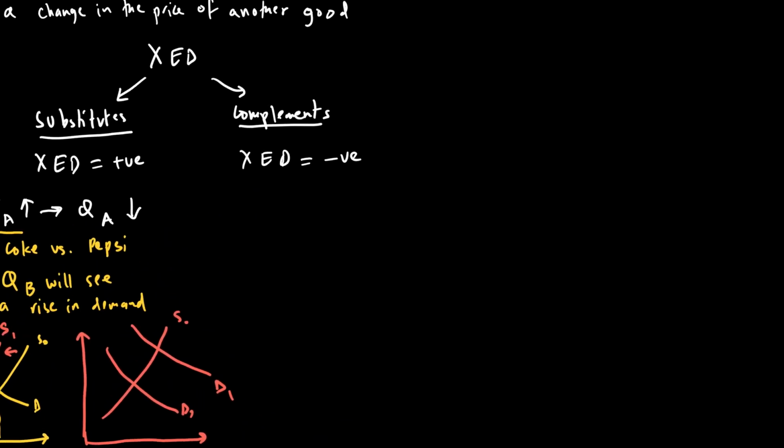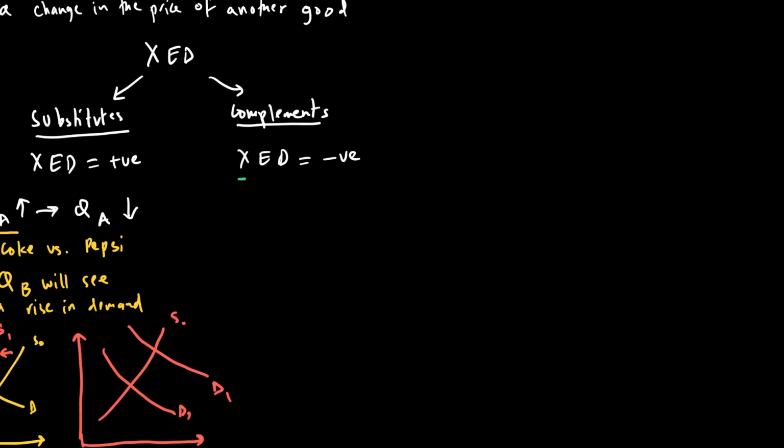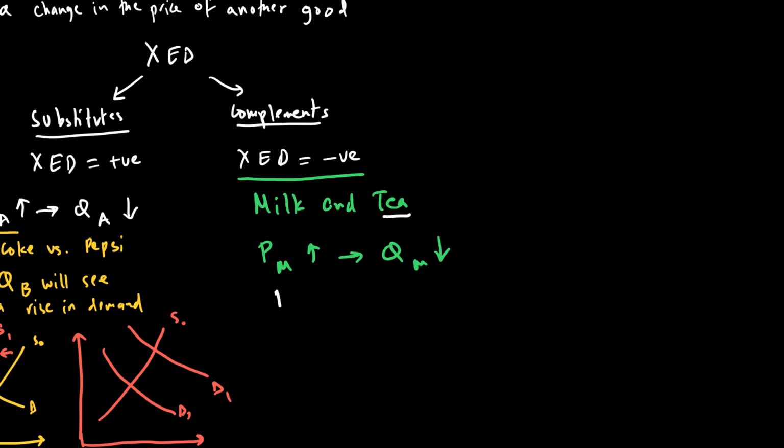Moving on to complements, we're saying XED is negative. I can look at an example of milk and tea. If the price of milk goes up, people will buy less milk. But also, people who are using milk in their tea will now drink less tea. So the demand for tea will fall.